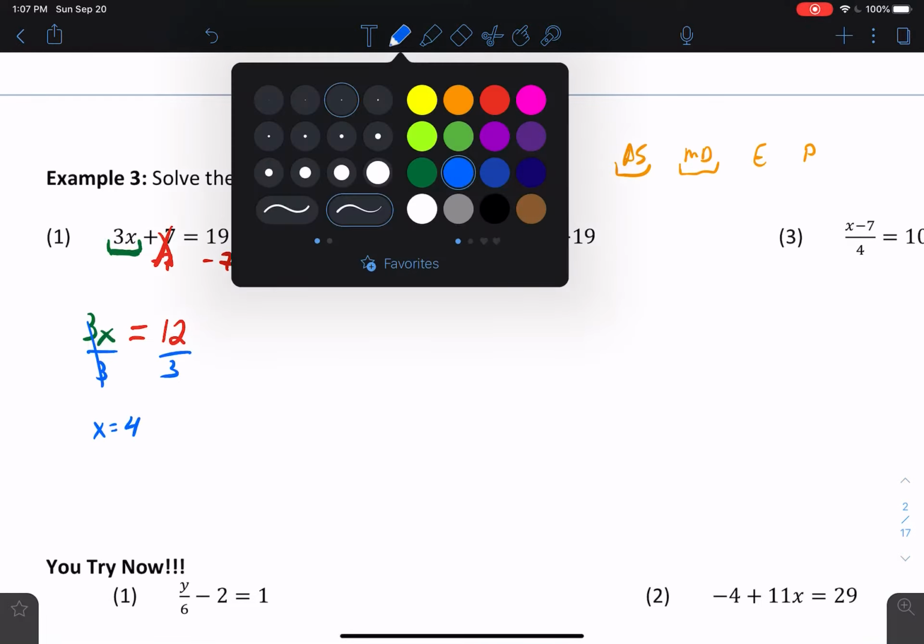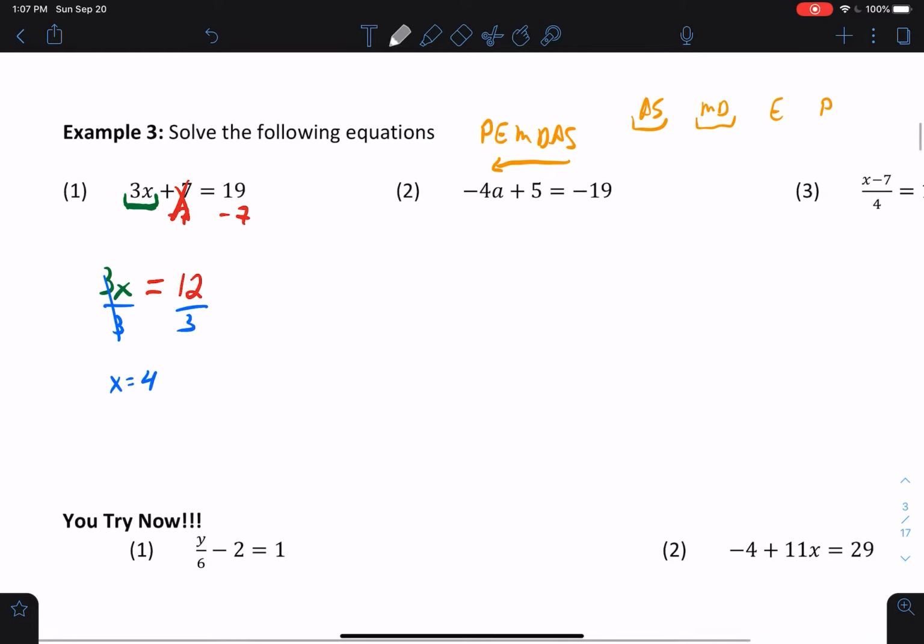Now we check our answer. So I'm going to plug 4 in for x. I'm going to make sure the left-hand side equals the right-hand side. So now I'm going to go back and use order of operations the correct way. There's no parentheses, there's no exponents, multiplication or division. I do have multiplication, 3 times 4. So this is 12 plus 7 equals 19. 12 plus 7 is 19. 19 equals 19. That's a true statement. Therefore, I know x equals 4 is my correct answer.